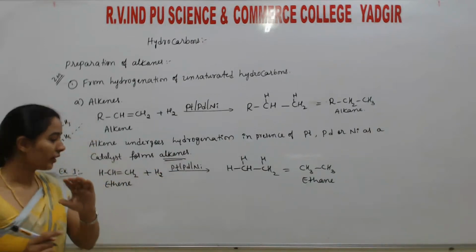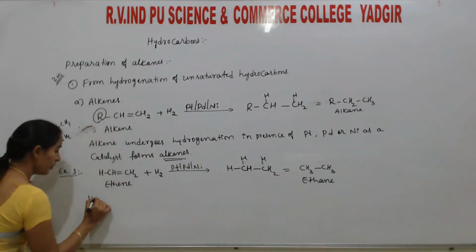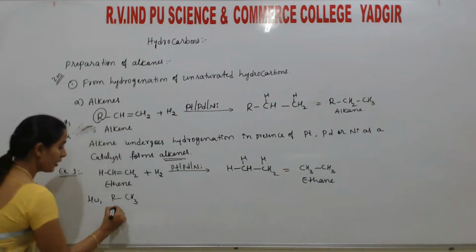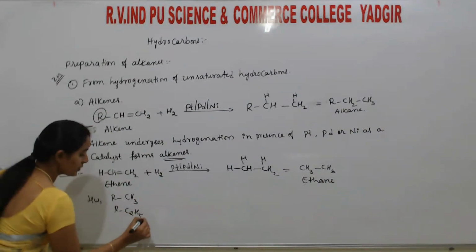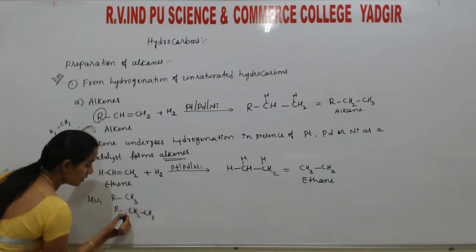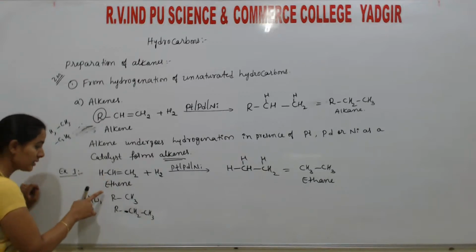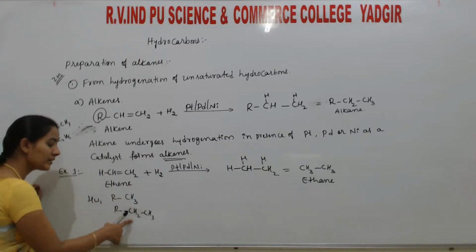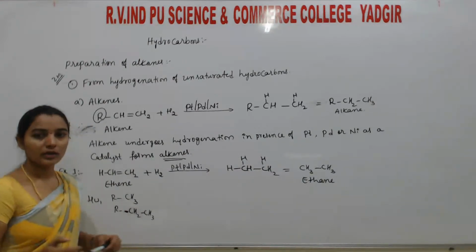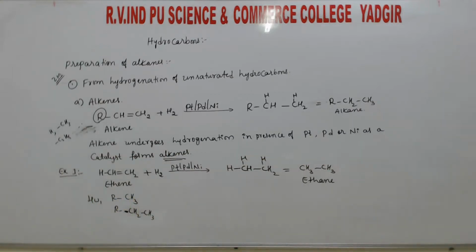And remember, for you, homework: just replace this R group by CH3 group and then R by C2H5. C2H5 means you just take CH2, CH3, bonded to this. Understood? Just replace R by CH3 and R by CH2CH3. Do it yourself. In tomorrow's class, I will continue with the next topic. Thank you.